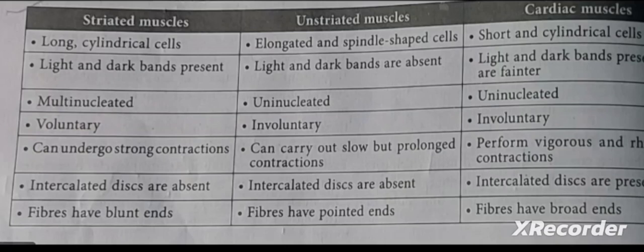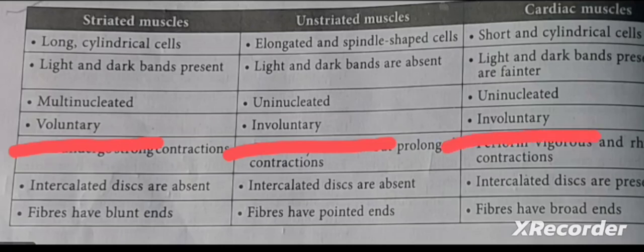Then comes the fourth point. The striated muscles are voluntary, means which we can control at our will, whereas the unstriated muscles are involuntary, which means that we cannot control them at our will. For example, we can take the muscles of the stomach. Can we control it? No, right? It all happens on its own. And the cardiac muscles, we also cannot control the muscles of the walls present in the heart.